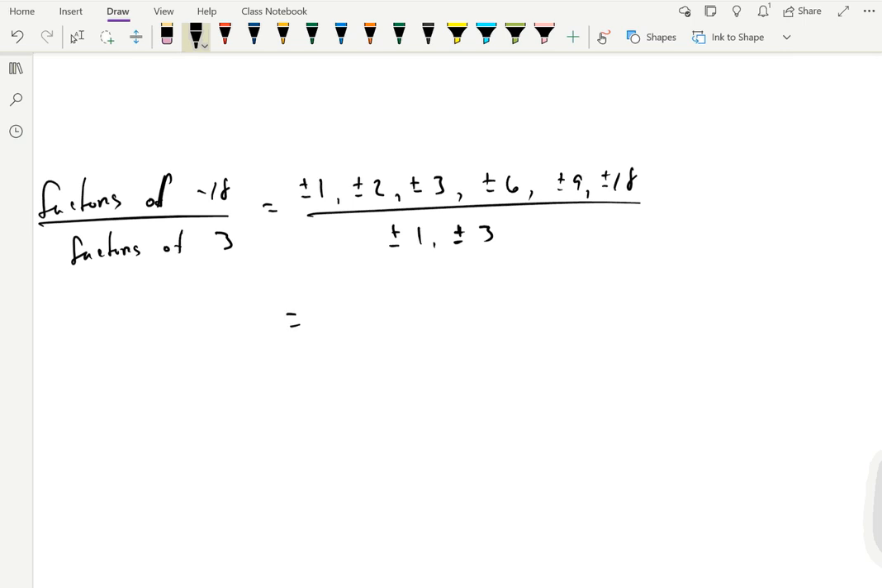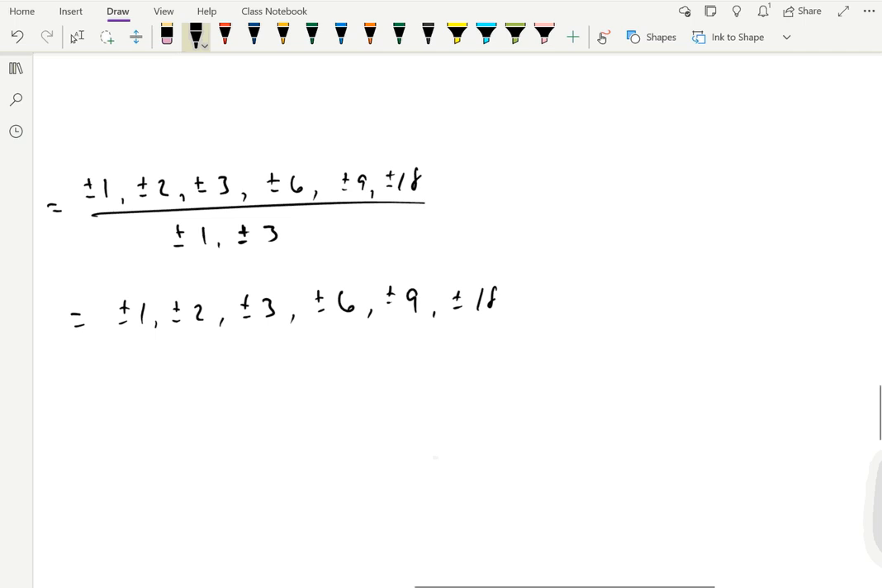As we reduce all of these, what are the possible zeros? We got 1 over 1, which is 1. 2 over 1 is 2. 3 over 1 is 3. 6 over 1 is 6. 9 over 1 is 9. 18 over 1 is 18. Now let's put them over 3. So plus or minus 1/3, and then plus or minus 2/3. Plus or minus 3/3, which is the same as 1, so I already have that one. 6 over 3 is 2, already have that one. 9 over 3 is 3, already have that one. 18 over 3 is 6, already have that one. So these are all the potential zeros.